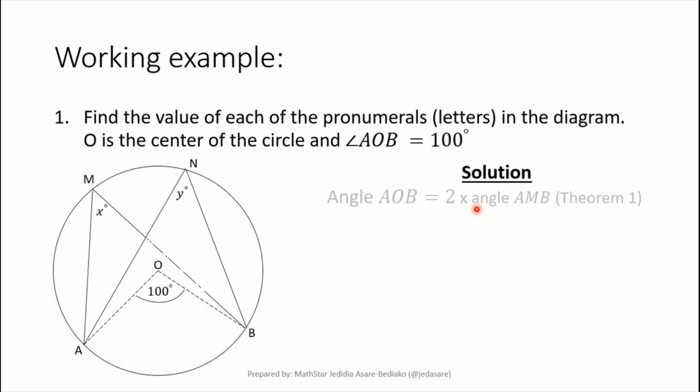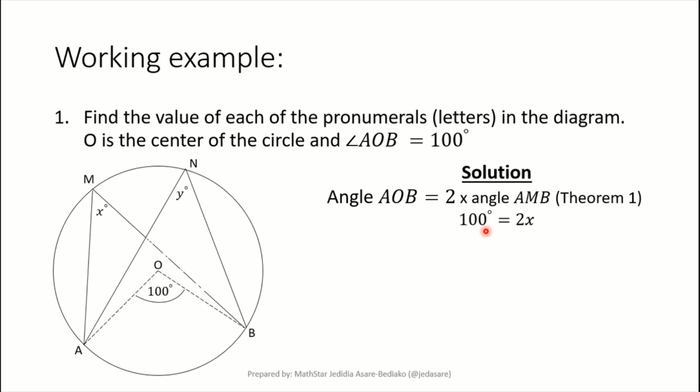So our solution. Now from theorem 1, or the center theorem we talked about, we said that the angle at the center is twice the angle at the circumference. So we have angle AOB, it is 100 here, it being equal to 2 times the angle at the circumference. So 2 times angle AMB, so x here. So this 100 equals 2x, because whatever is here, 2 times whatever is here will give us the angle at the center.